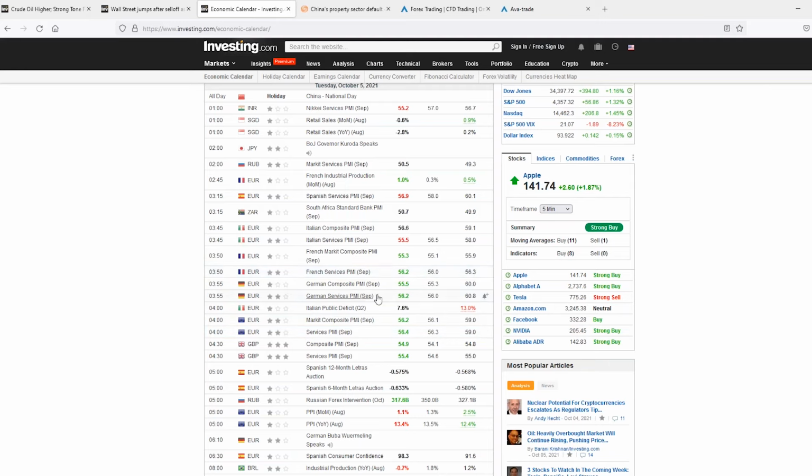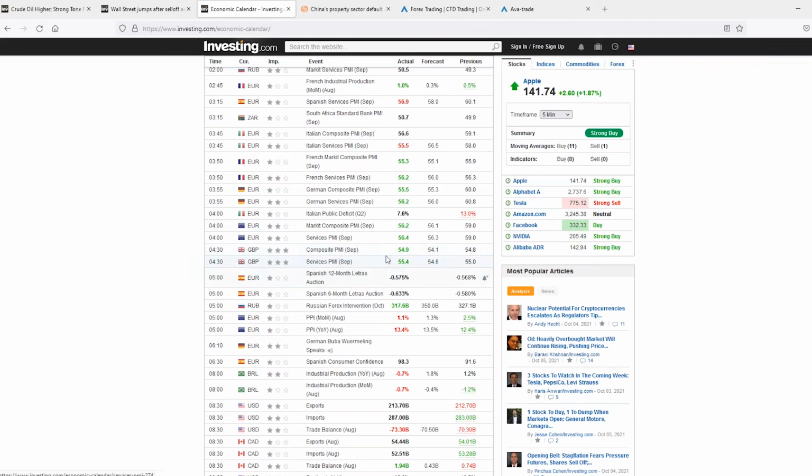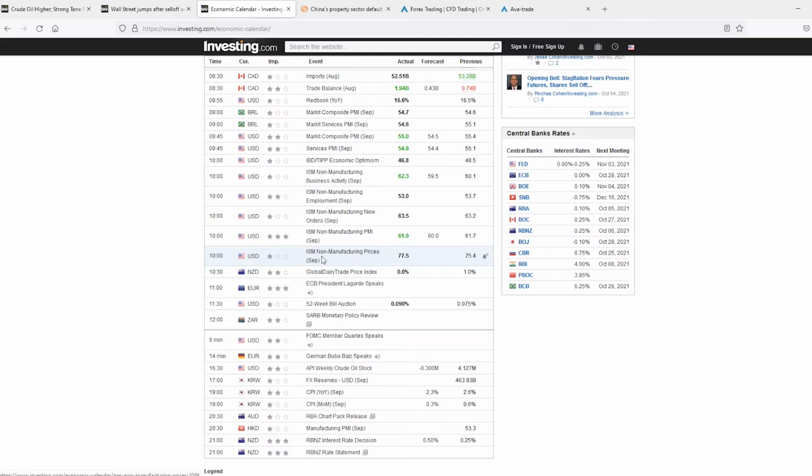Out of the European Union, PMI numbers better than expected. Out of Great Britain, PMI numbers better than expected. And out of the US, PMI numbers better than expected. Okay, so we see the non-manufacturing PMI in the green. So across the board, positive announcements coming in, positive headlines.